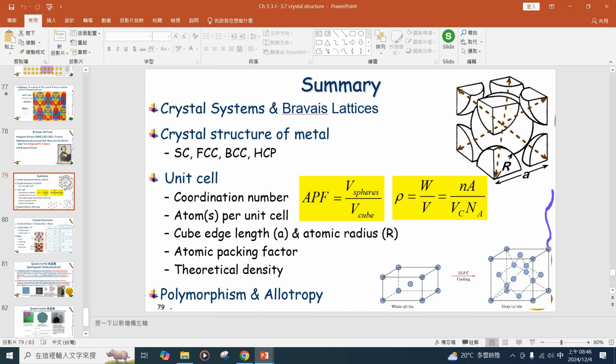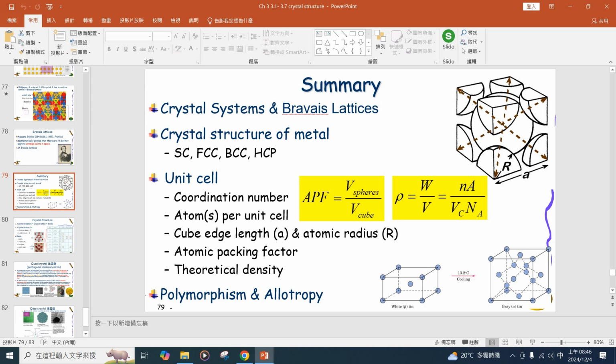And you know that crystal structure of the metal, we start to learn SC stands for simple cubic structure. FCC, face center cubic structure. BCC, body center cubic structure. And HCP stands for hexagonal close pack structure, right? Okay, so you need to know that. So what is this? This is BCC, right? BCC.